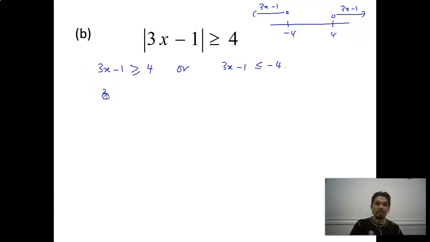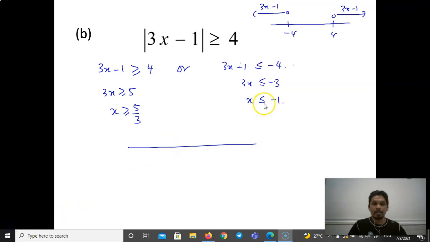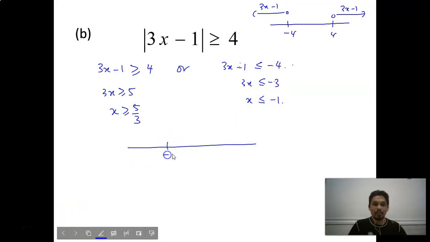Okay. So then, negative 1 right here becomes positive. So 4 plus 1 equal to 5, and x greater than or equal to 5 over 3. And this one here, negative 1, bring it here becomes positive. So negative 4 plus 1, negative 3. Then x divided by 3, positive value, it won't change the sign. So it remains less than or equal to negative 3 divided by 3, negative 1. So then, x less than or equal to negative 1. Negative 1 and 5 over 3, greater than or equal, and less than or equal.